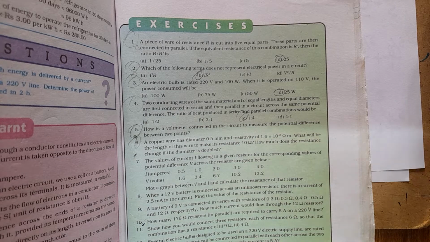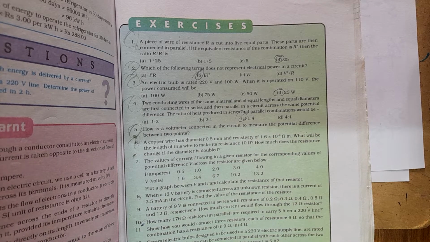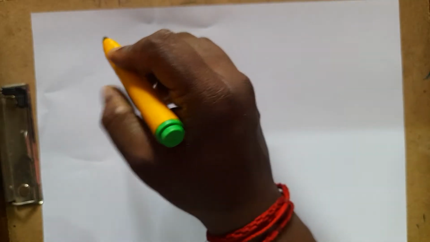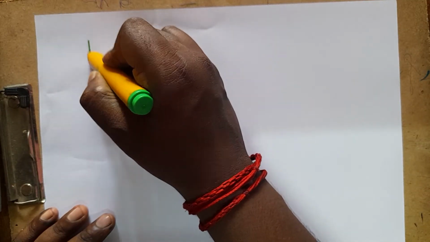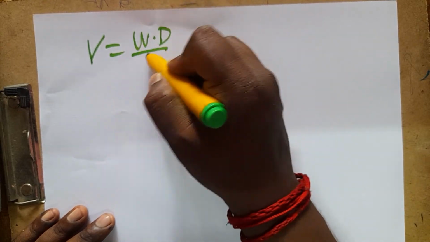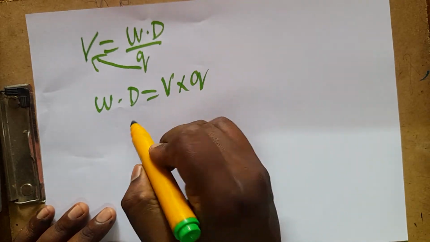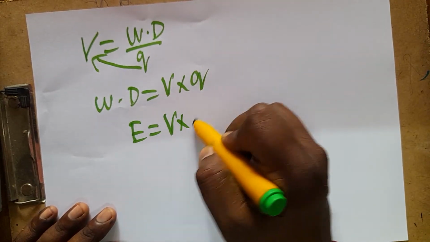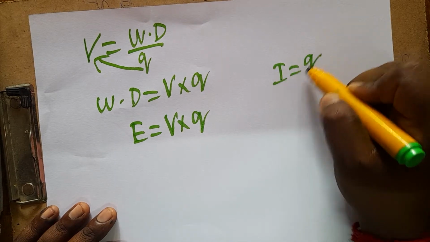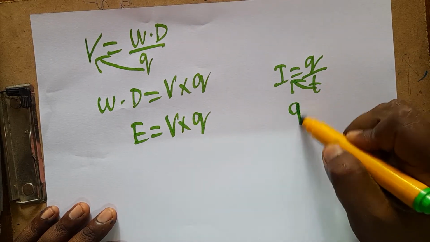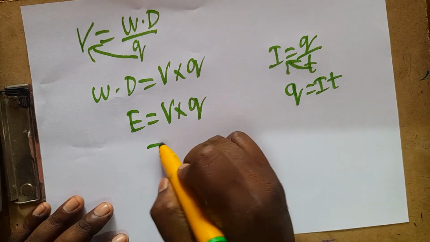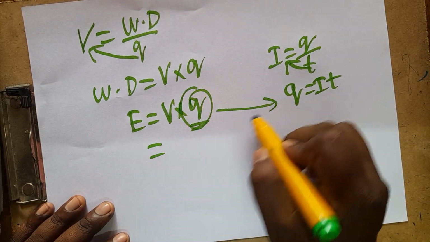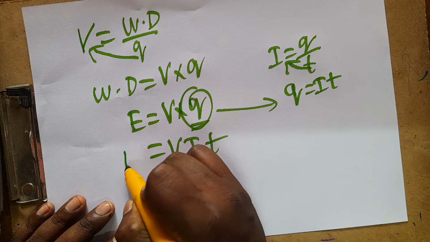Next question: which is not a power formula, they asked. First we need to know what the power formula is, then only we are able to find this answer. Before learning that, you should know the energy formula. Voltage is equal to work done by charge, so work done is equal to volt into charge. Here work done we can call energy. Energy is equal to volt into charge. Current is equal to charge by time, so charge is equal to current into time. So energy is VIT.